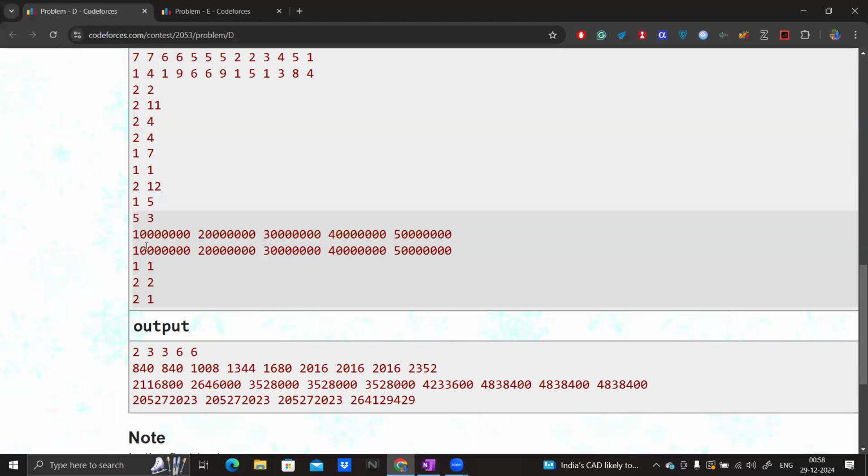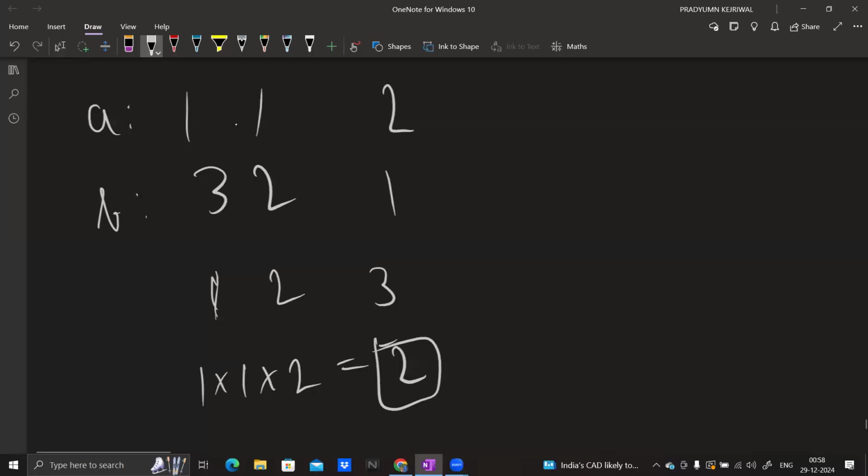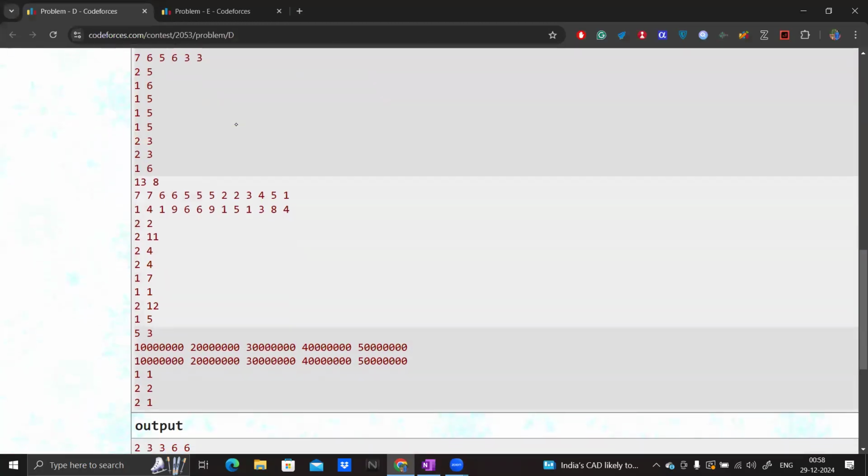Yeah, we print 2. Now the modification. The number at index 3 is increased by 1. In the array A, the index 3 is increased by 1. So this 2 has become 3, right? In this case, the optimum would be to do this 1 2 3. So the product would become 1 into 1 into 3, which is 3. So the answer is 3.